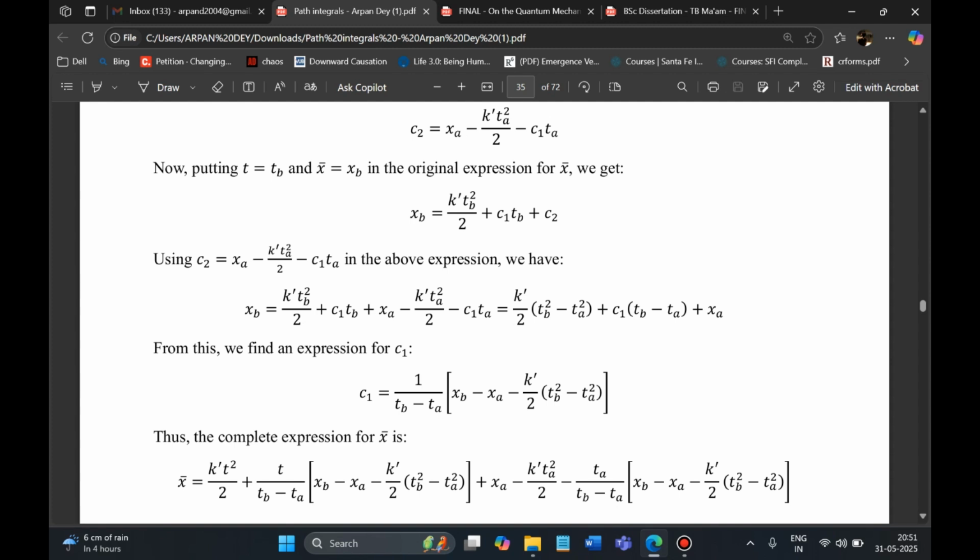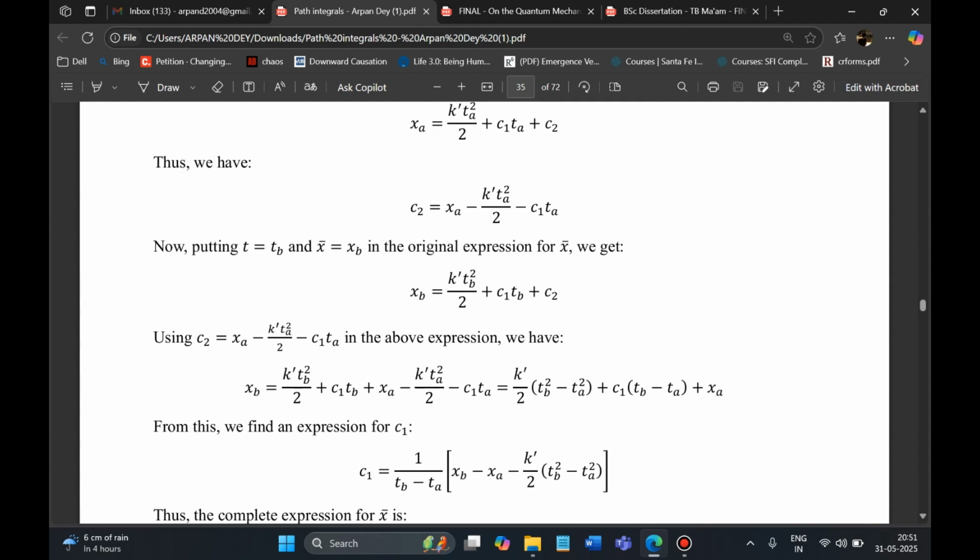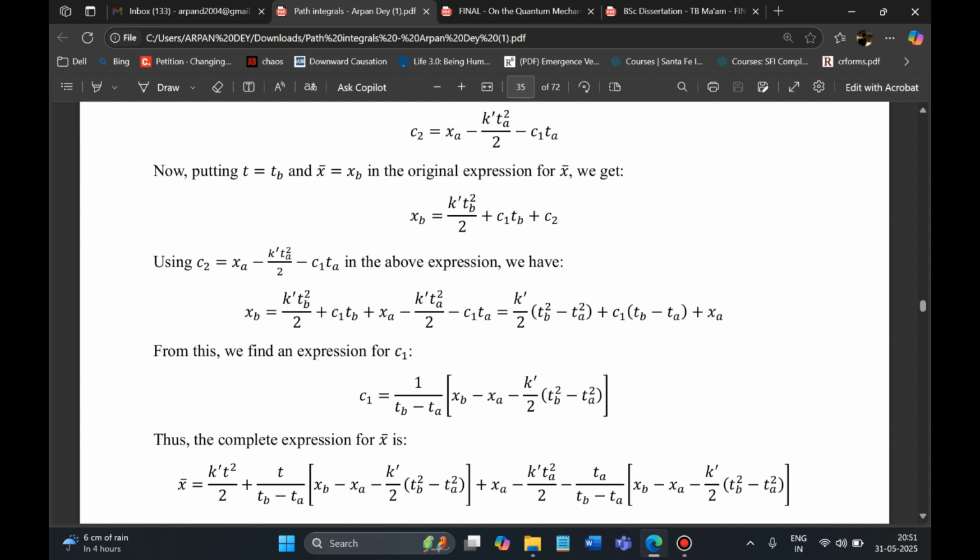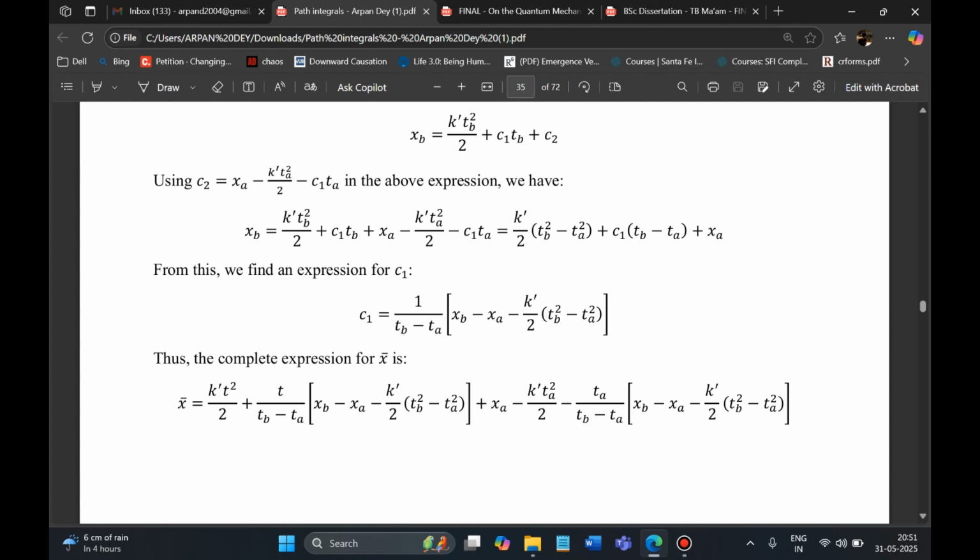Yeah, here we get this, and now we already have an expression for c2. Now we will put this expression in this equation in place of c2. So we do that, and on doing that we get this. See, in this equation we have only c1. We have kind of eliminated c2. So now we need to evaluate c1.